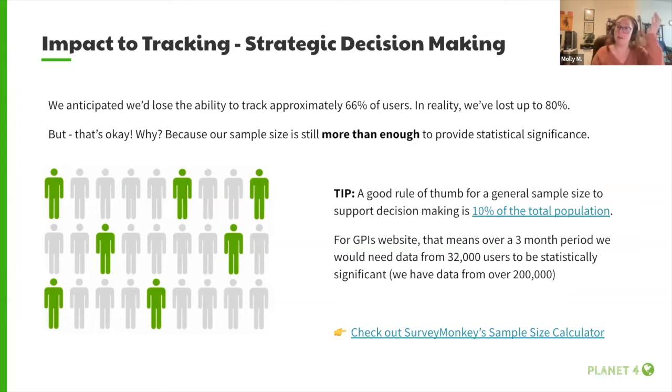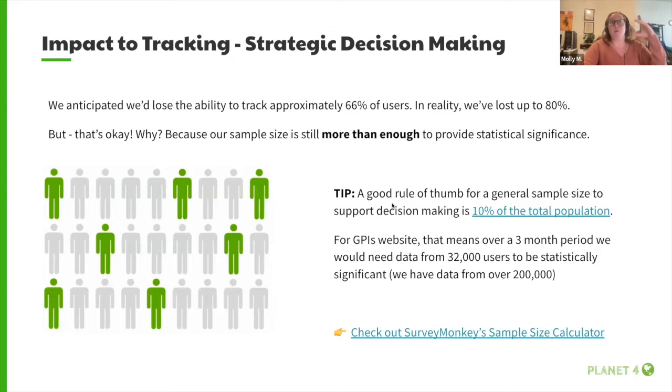A good rule of thumb for decision-making, a sample size for an online community is about 10% of the total population. So for Greenpeace International's website, that would mean that over a 3-month period, we would need data from 32,000 users in order for our decisions to be statistically significant. We still have data from over 200,000 users, so more than enough to be able to understand how users are using Planet 4 websites.